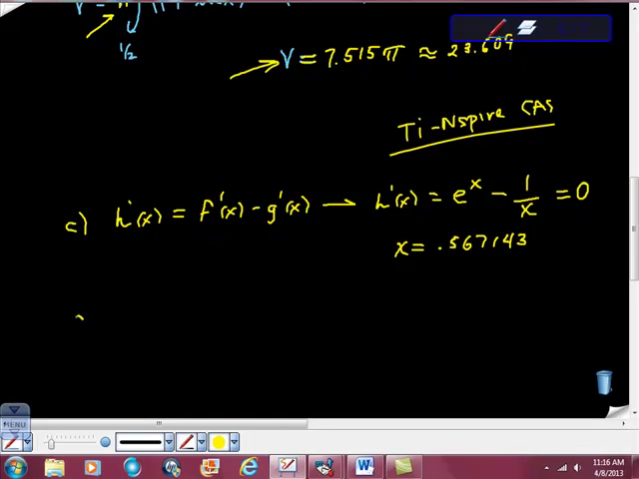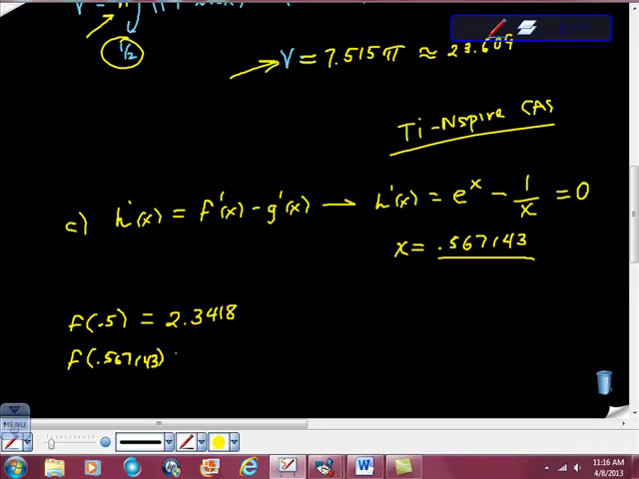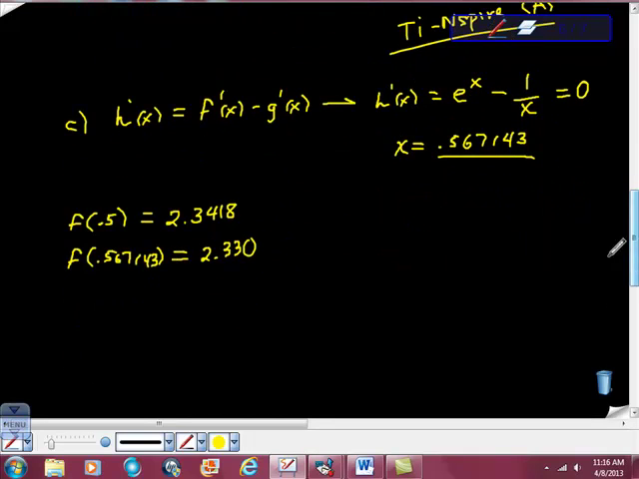So the first outside part is f of 0.5, f of 1/2, right? That's this half right here. F of 1/2 is equal to 2.3418. This is kind of important here, right? And then I'm going to take f of this number that we found. So f of 0.567143 is equal to, oh, no, it's 2.330. So I'm looking for minimums and maximums.